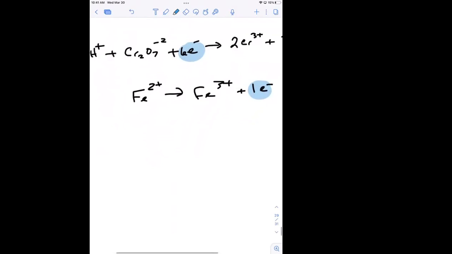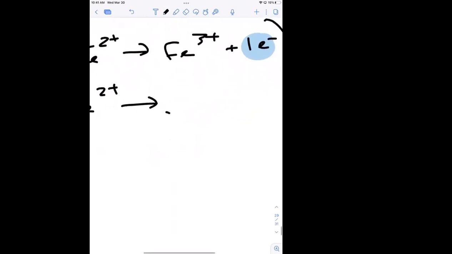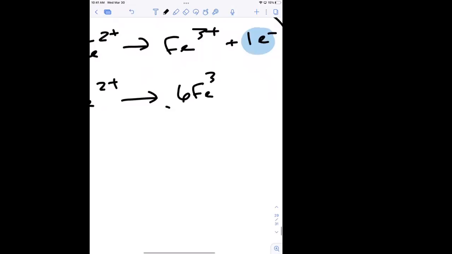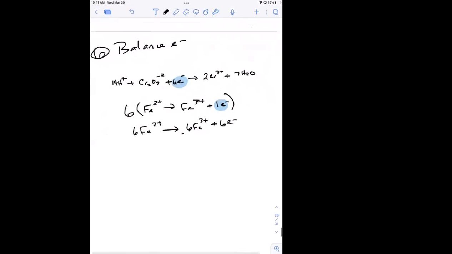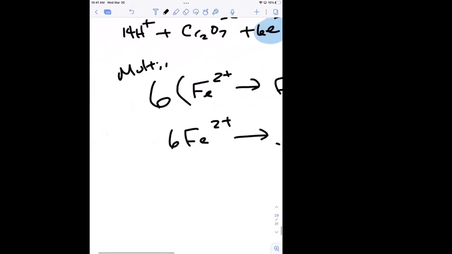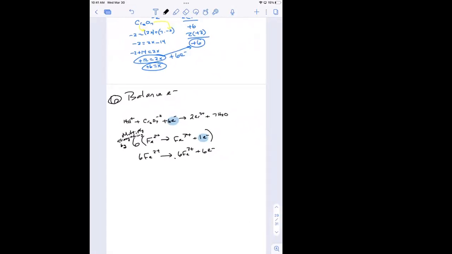All right, we can actually take this whole thing and multiply through by 6. So everything gets multiplied by 6. So now this becomes 6 Fe2+ goes to 6 Fe3+ plus 6 electrons. So multiply everything by 6. Yes or no? Because what I'm trying to do is balance my electrons.